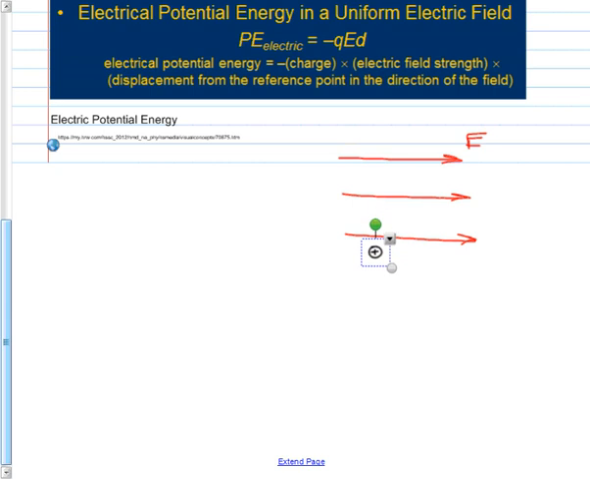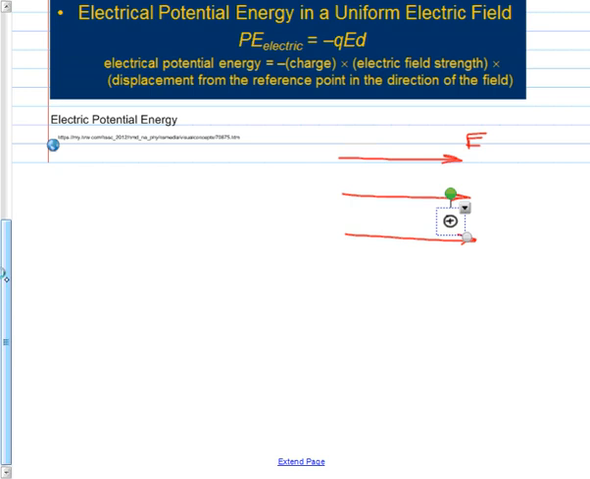Just like in gravitational, if I move my mass horizontally, I have not changed my gravitational potential energy. If my charge is allowed to move with the field, do I gain or lose potential energy? I lose. Just like if my mass, if I let it go, which way would it go? With the gravitational field, and I would lose gravitational energy. If I move it against that field, more potential energy is gained.